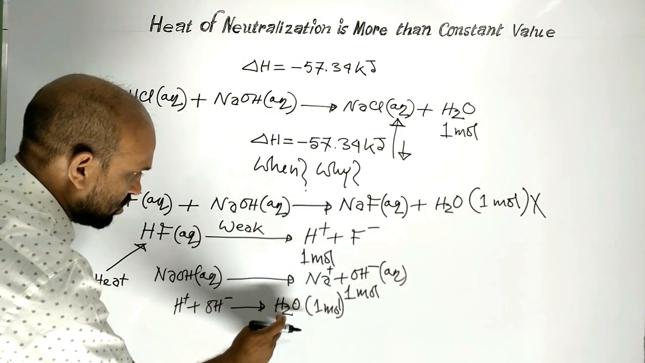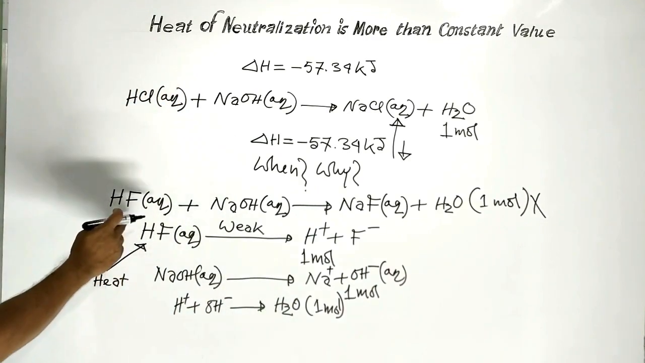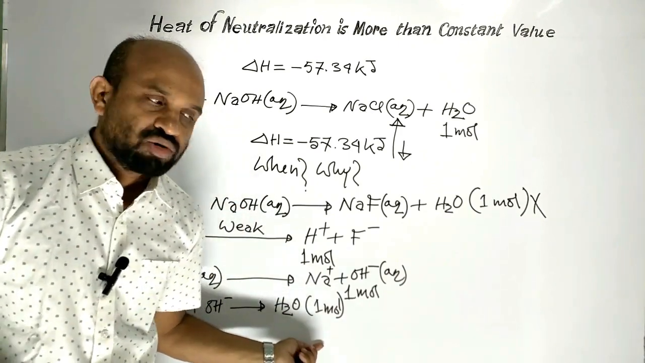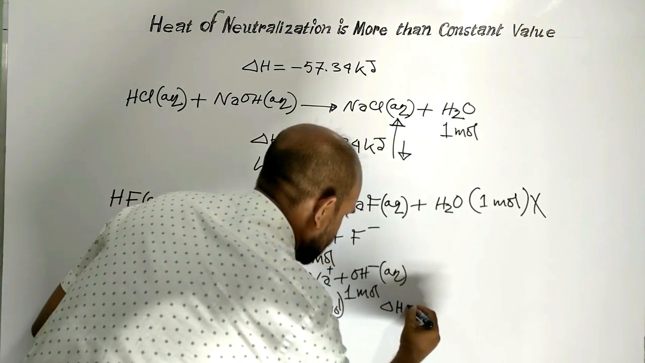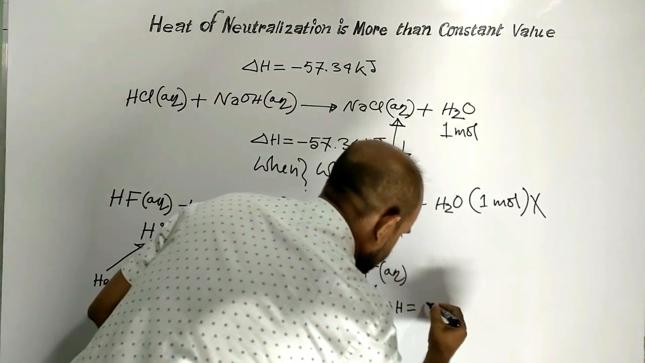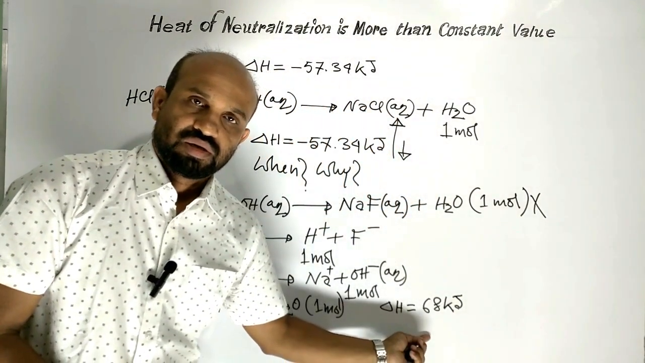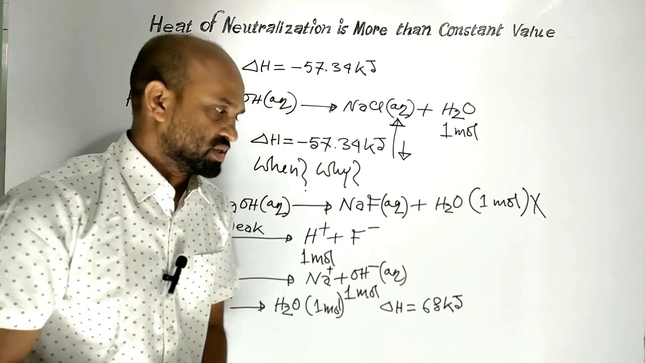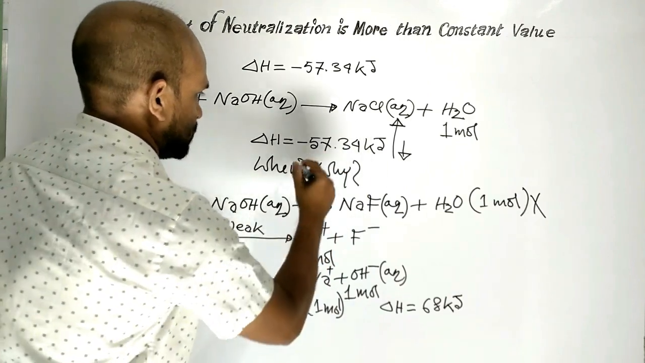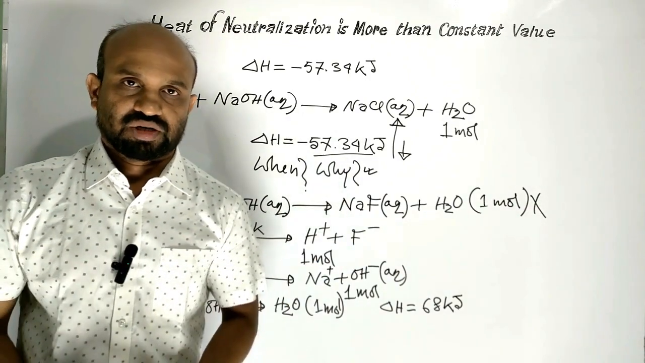and we know that to form 1 mole of water, the reaction of acid and base at room temperature, the amount of heat which is produced is known as heat of neutralization, and in this case this is 68 kilojoule. Now let us see why this is 68 kilojoule, that is, why this is more than this constant value.